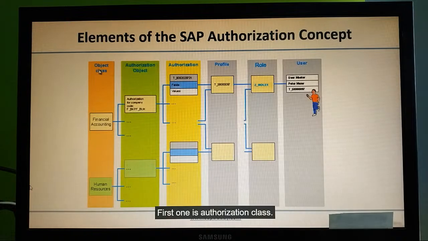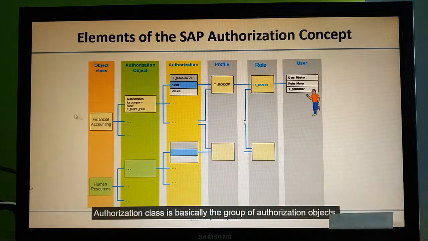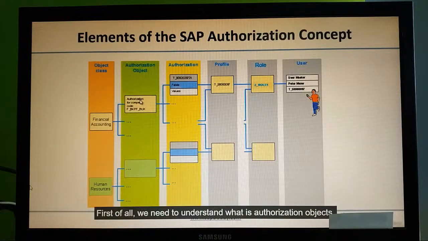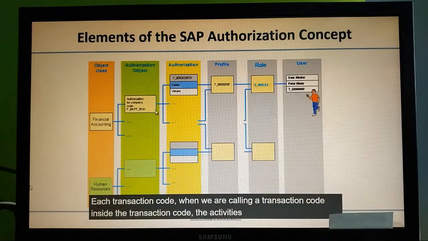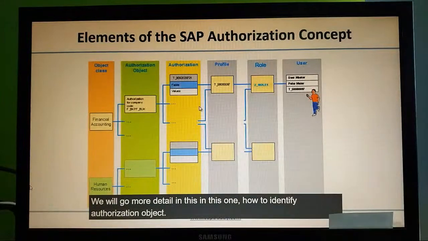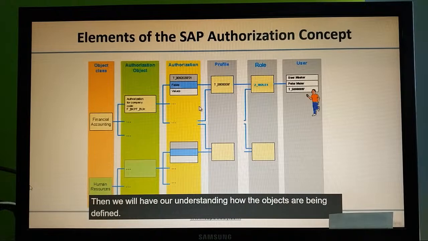First one is authorization class. What is this authorization class? Authorization class is basically the group of authorization objects. First of all, we need to understand what authorization objects are. When we are calling a transaction code, the activities inside the transaction code are classified as authorization objects. We will go into more detail on how to identify authorization objects, and how the objects are being defined.